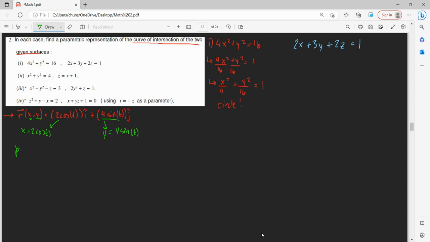So what we're going to do now, we're going to plug into equation 2, the second equation. We're going to plug these values into our blue equation to find z. So let's isolate for our z. So let's do 1 minus 2x minus 3y equals 2z. Then divided by 2 equals z.